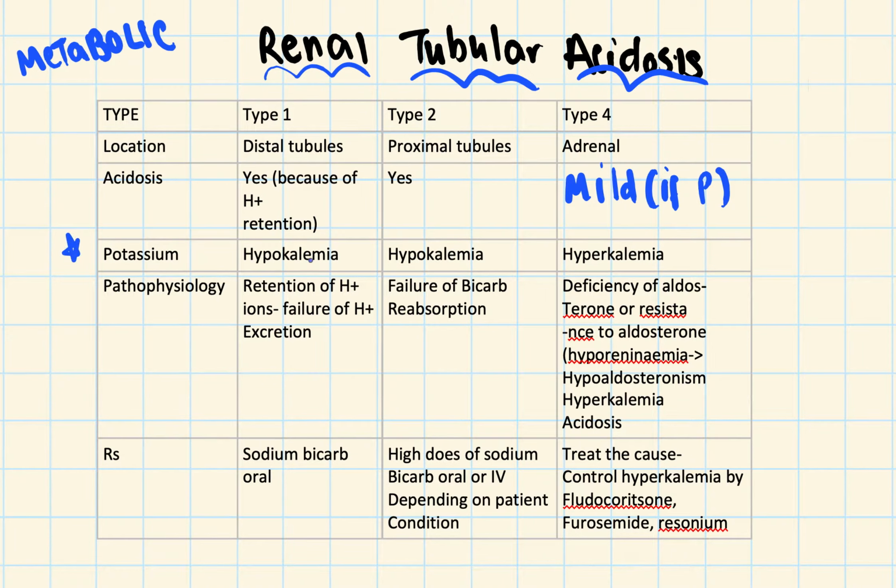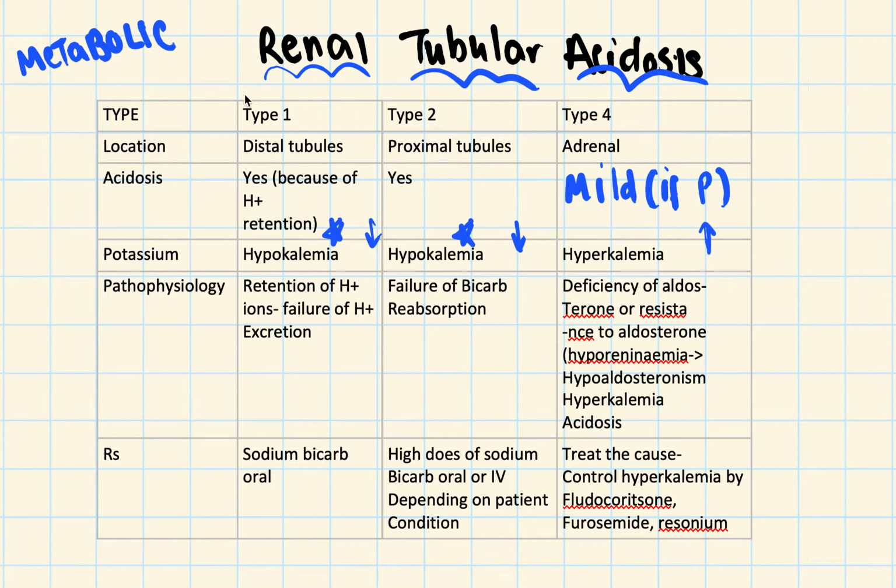Now, what we need to be aware of is that type 1 renal tubular acidosis does result in hypokalemia, and so does type 2. However, type 4 results in hyperkalemia. We'll explore why that is, but that's one of the most high yield examined concepts.